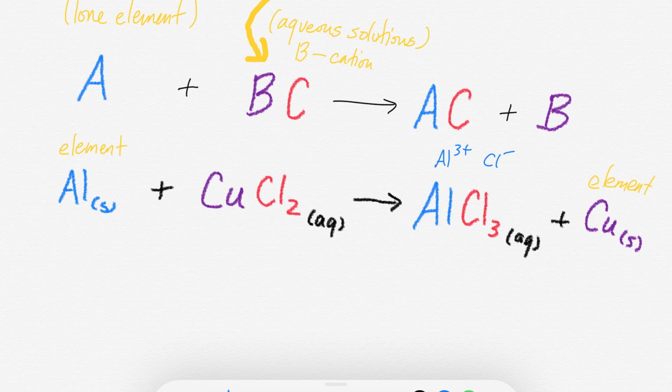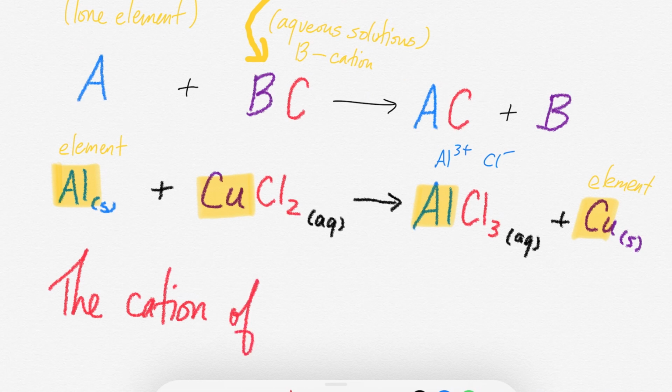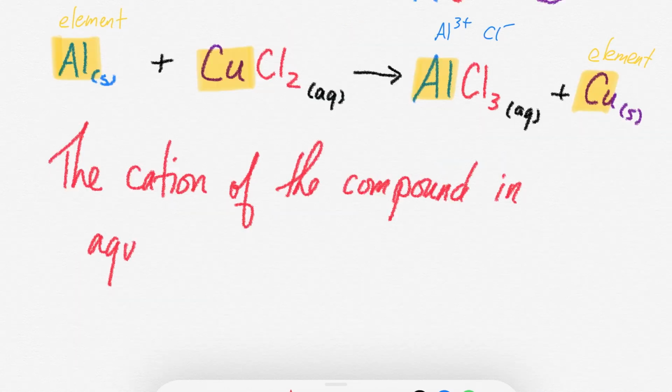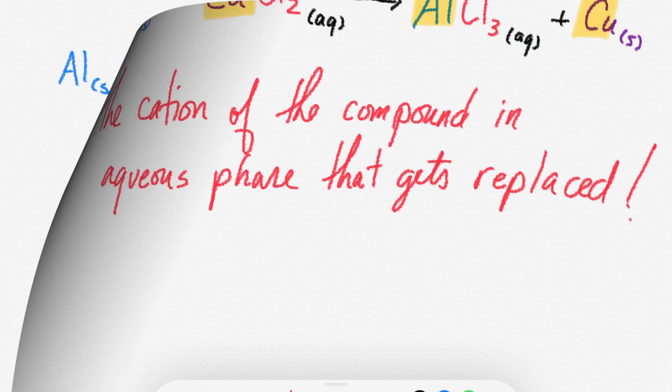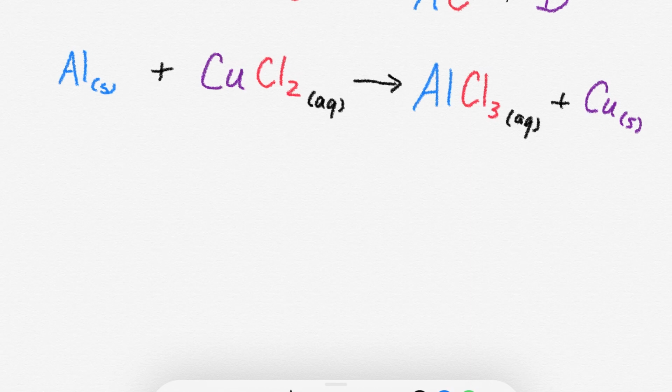Obviously, this is an unbalanced reaction, but I don't want to get lost in that. I just want you to see the 2 major components here, in that this copper here is replaced by this aluminum. And so this is a single replacement reaction. Pretty easy to write. Again, one major takeaway for everybody: it is the cation of the compound in aqueous phase that gets replaced. Just remember that, okay?